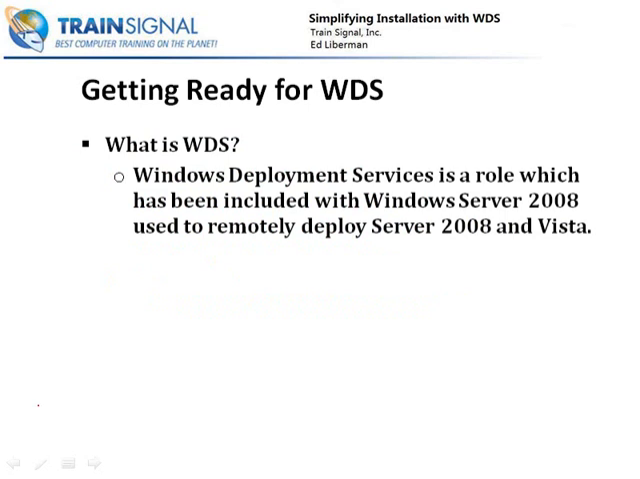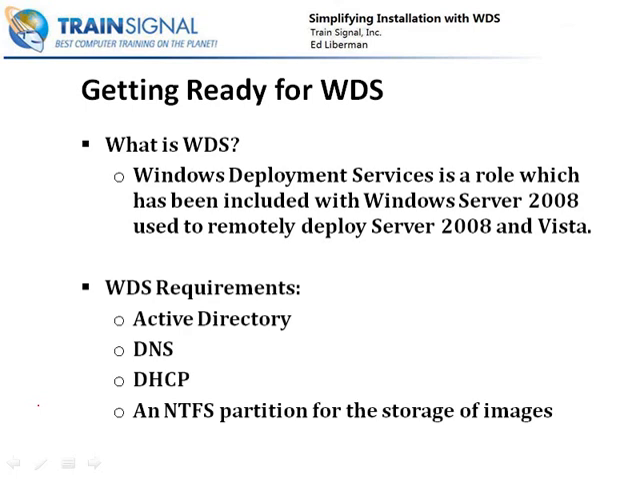So first of all, what is WDS? Well, Windows Deployment Services is a role which has been included with Windows Server 2008, and it's used to do remote installations of Windows Server 2008 or Windows Vista. Now in this video we're going to stay primarily on the deployment of Windows Server 2008, but this is a service that can really come in handy when deploying your Vista clients as well.